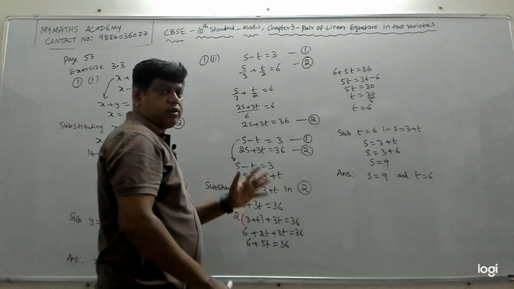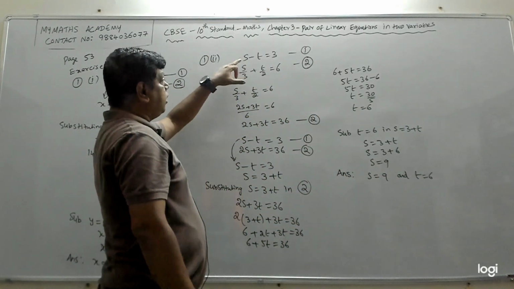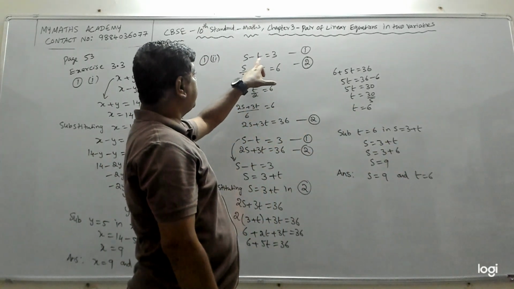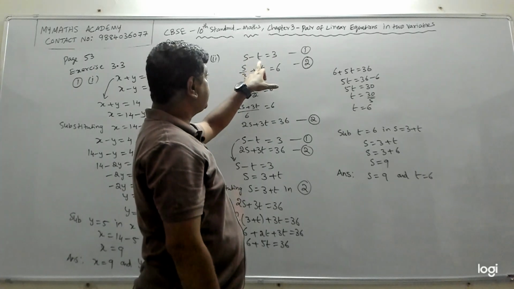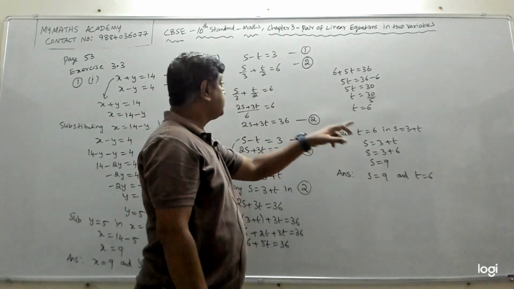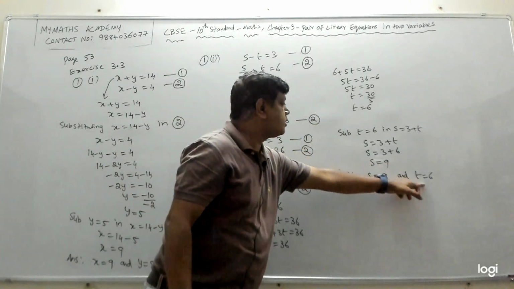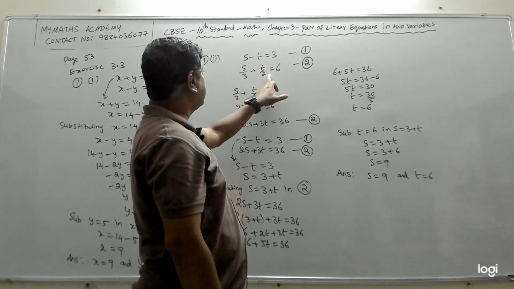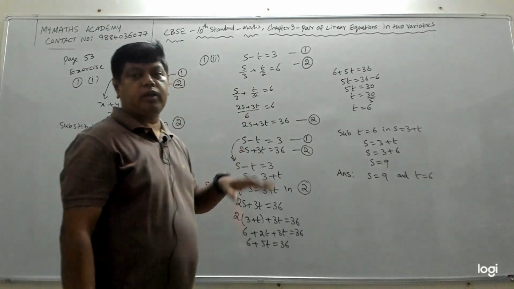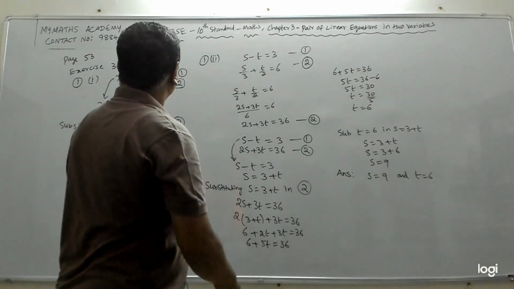Again, as I said in the previous problem, you can substitute these two. s is equal to 9, put t is equal to 6. You will get s minus t will be what? 9 minus 6. What is 9 minus 6? You get 3. So similarly, if you substitute 9 and 6 here, 9 by 3 is 3. 6 by 2 is also 3. So 3 plus 3 is 6. So this value is satisfying both the equations, which means your answer is correct. Right? So this is the one.